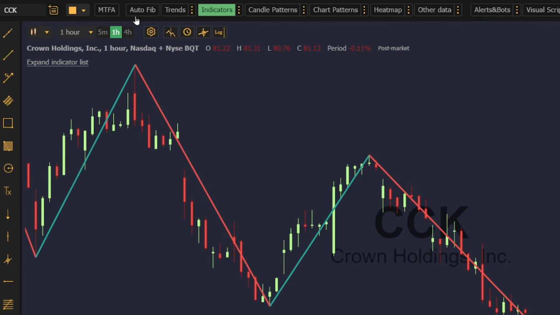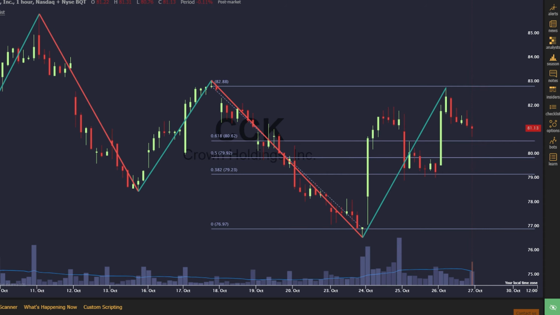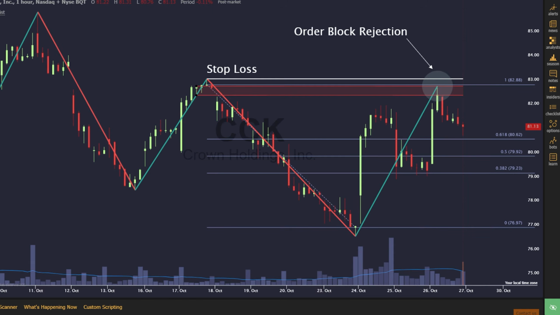Measure a fib sequence from the high to the low of the previous swing. Find where the price is relative to the fib levels. Look for fair value gaps, order blocks, or untested points of control above the current price to consider short positions, and use the previous swing high as your stop loss.